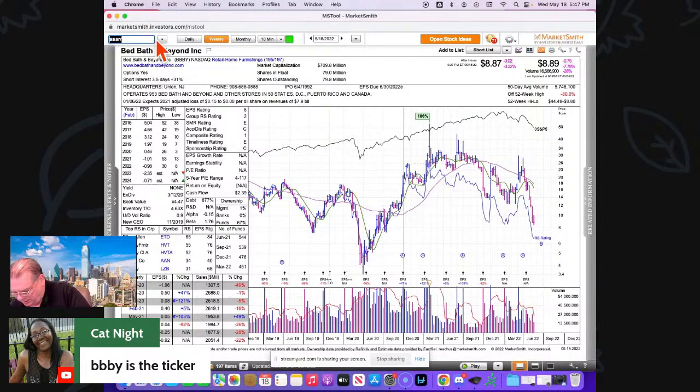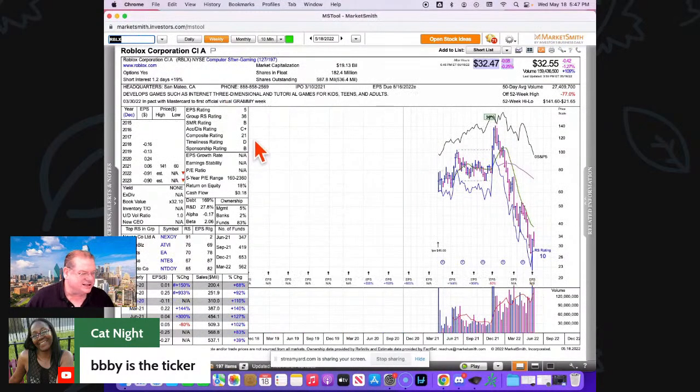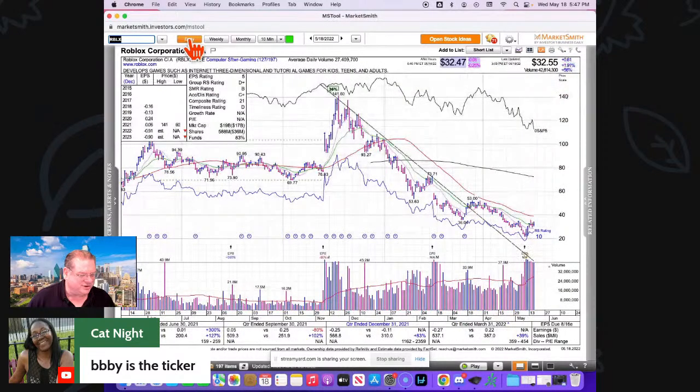Roblox, RBLX. I want to check on this one. I haven't looked at this one in a while. Look at that. That's spectacular. It's still at 32, so there's still some juice here. This was all the way up at 140. Wow, not long ago either. I think that this one is potentially also very shortable as it comes up to that 21-day line. This could give us another opportunity to take some profits here.